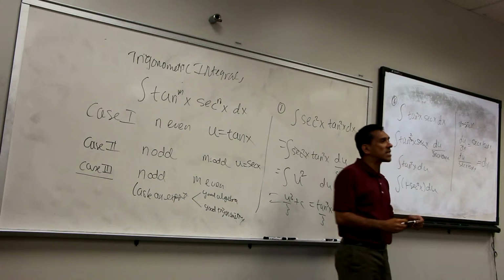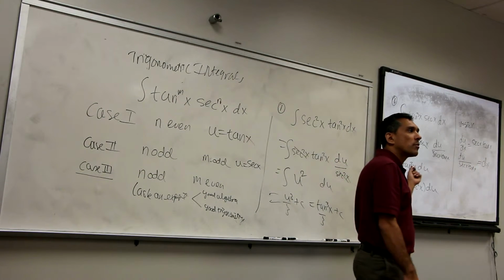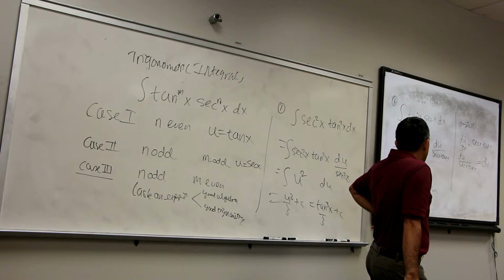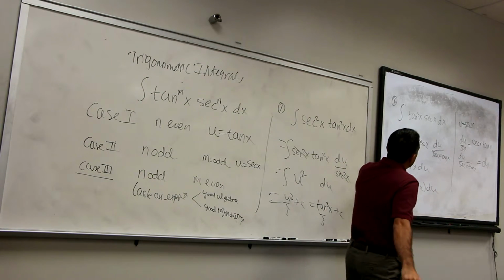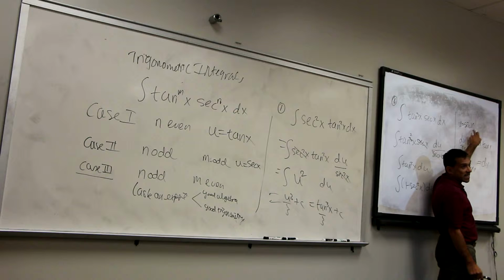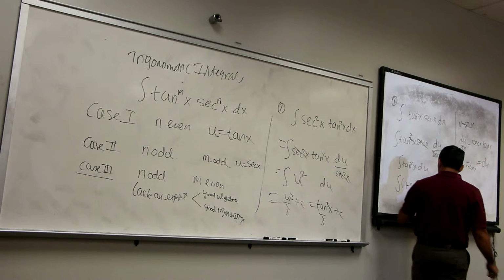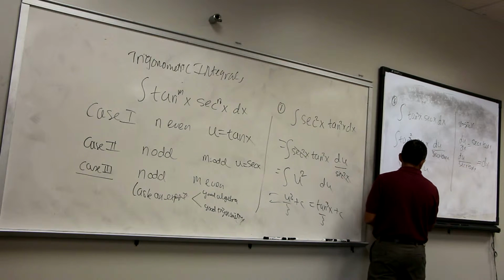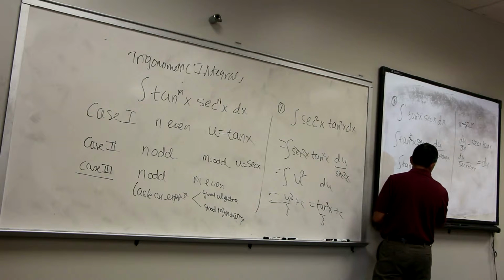But again, we still have x's and u's in there. What do I do? You substitute that secant squared x. I say to myself that u is secant x. Secant x is u. So this becomes what? 1 minus u squared du, which is now easy.